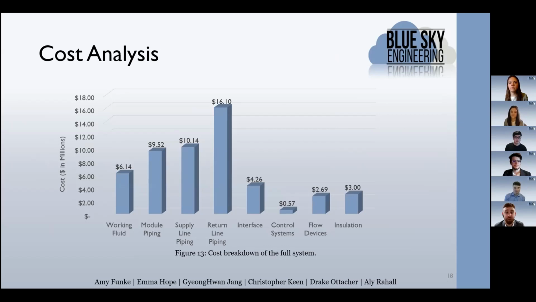The total cost of our system was a $52.42 million estimate and did not include the installation cost as this was out of scope noted by our client. Notice on this graph, the supply and the return line being the largest cost due to materials being stainless steel and the mechanical house being located far away from the runway.